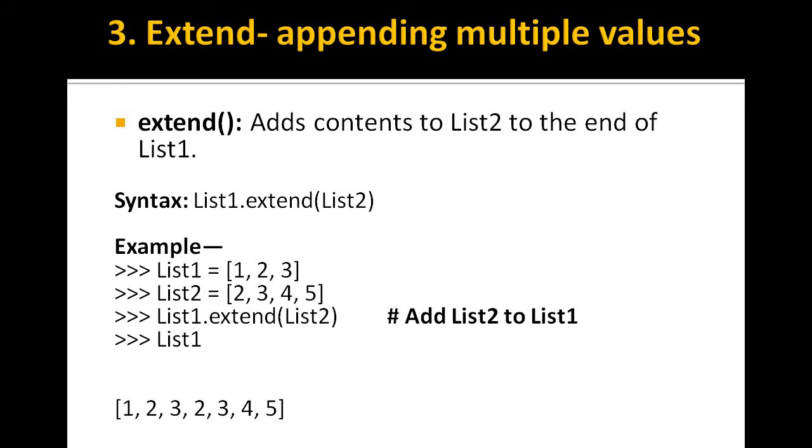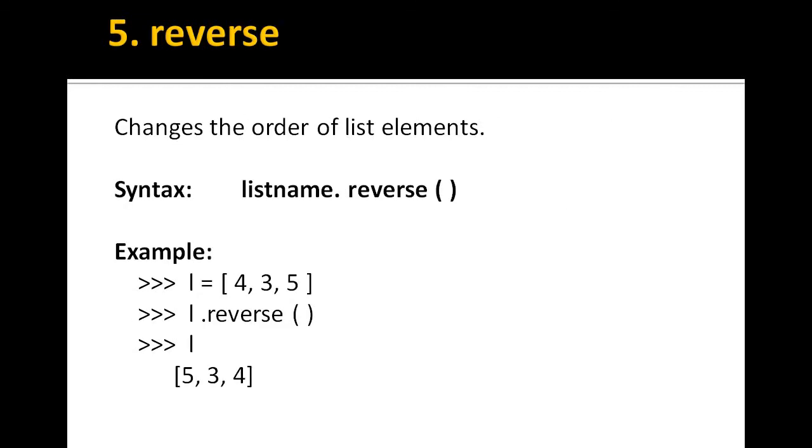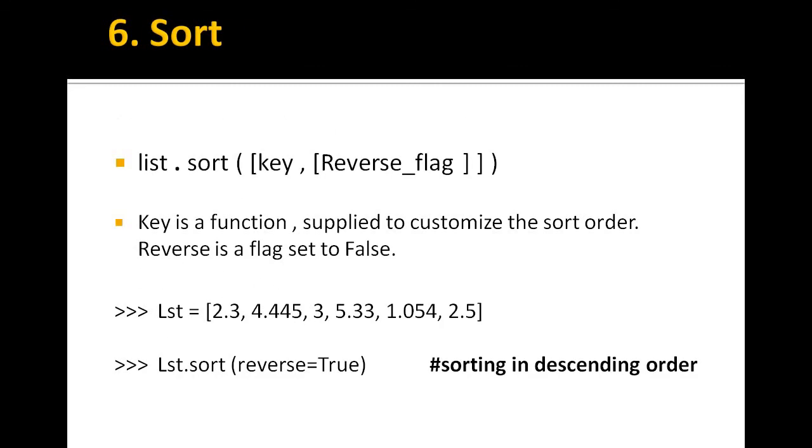Extend is used to add more than one value at a time at the end of a list. For example, list 1 has been extended with 2, 3, 4, 5, and so list 1 becomes 1, 2, 3, 2, 3, 4, 5. Index is used to determine the position of any value. Reverse is used to change the order of the values in a list. Sort is used to sort all the elements in ascending order or descending order.